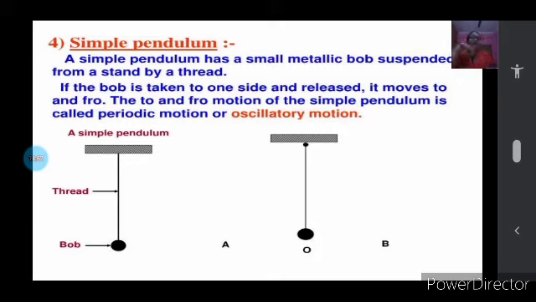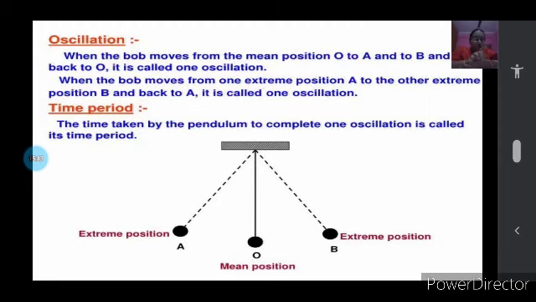Here you can see the bob, the thread, and the points O, A, B. That is what they are saying. O is called the mean position. When the bob moves from one extreme position A to the other extreme position B, and again goes to A and comes back, it is called one oscillation. It completes one oscillation. So the time taken by the pendulum to complete one oscillation is called its time period.